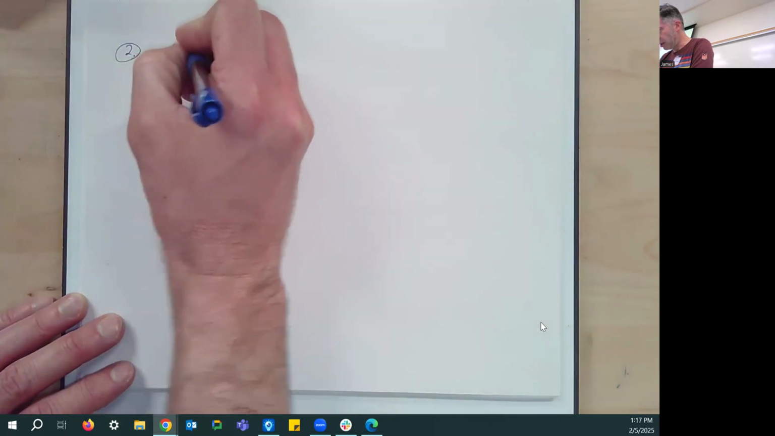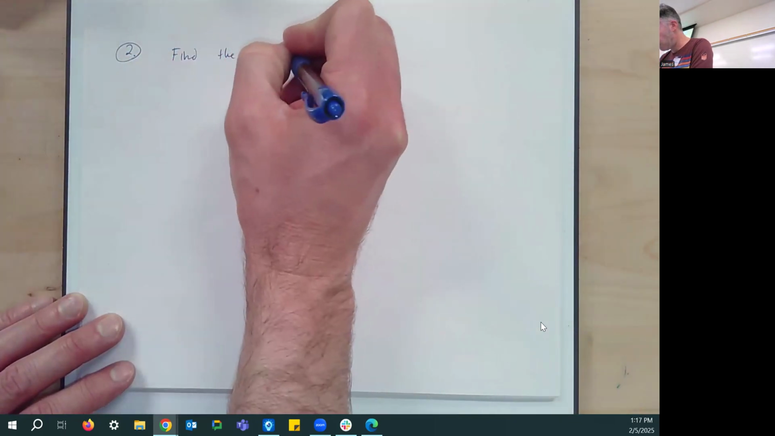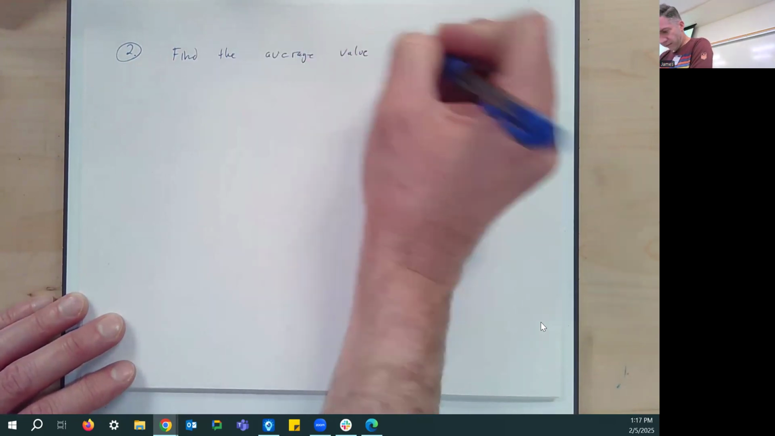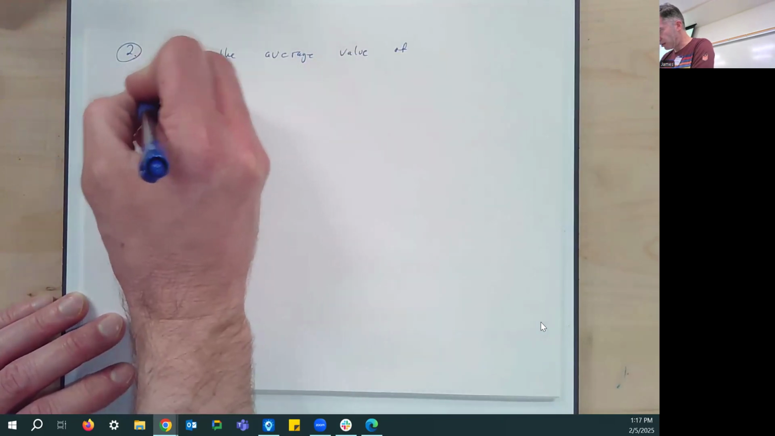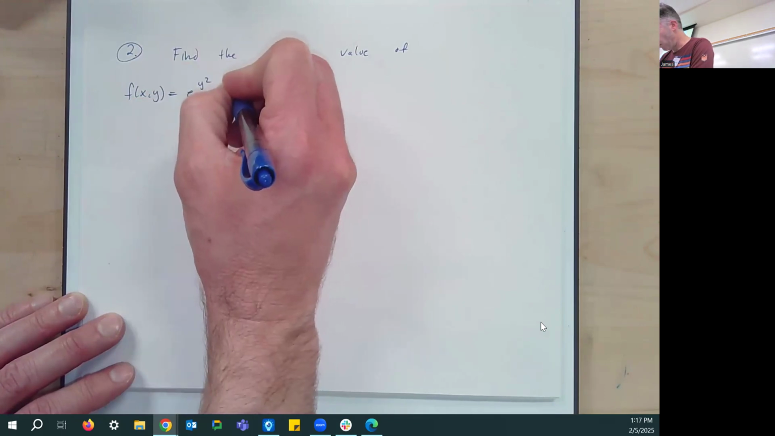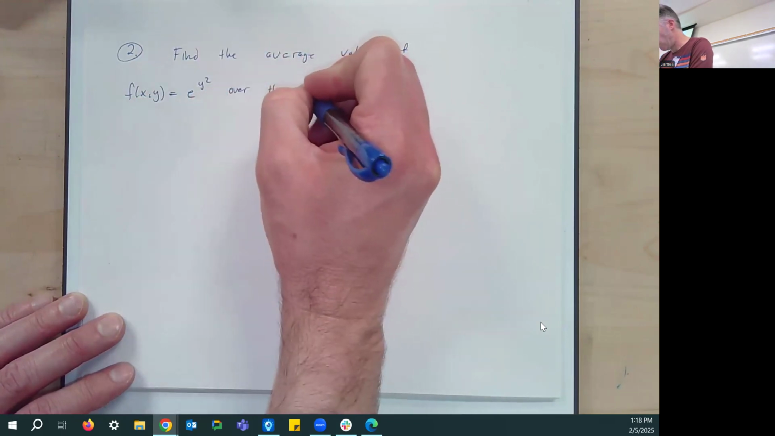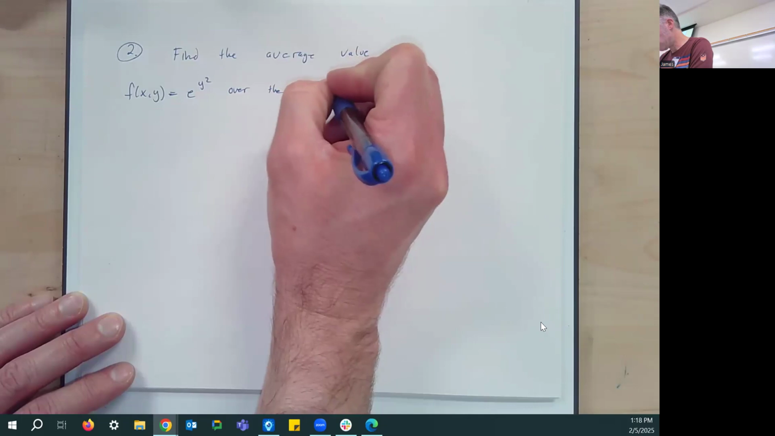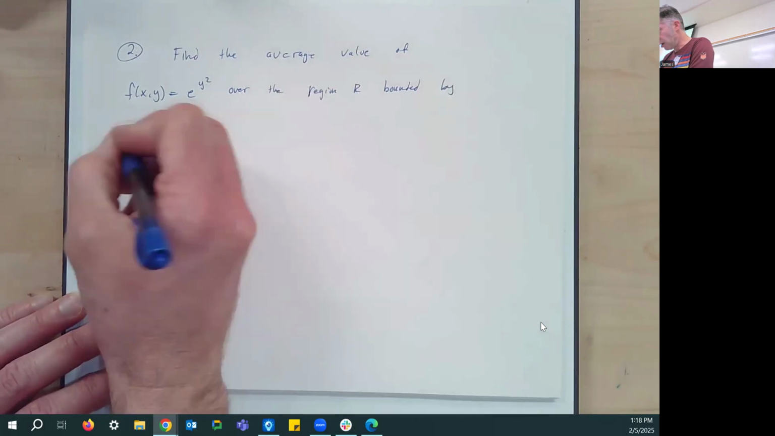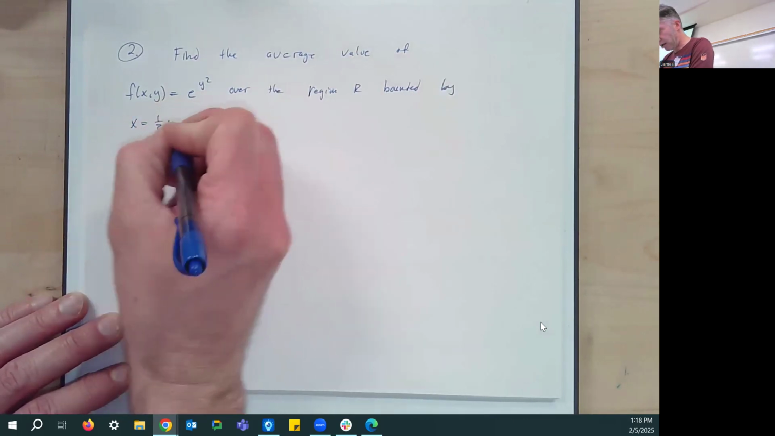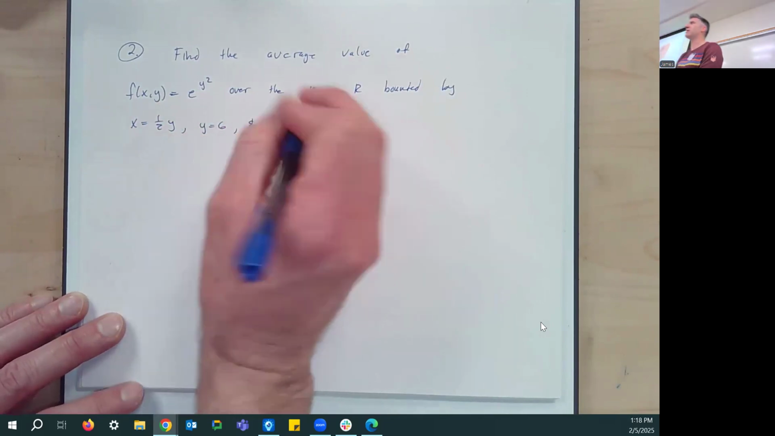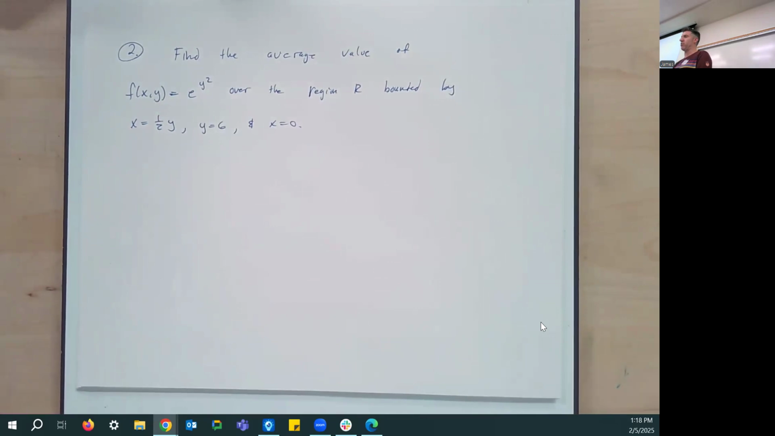So find the average value of the function f of x, y equal to e to the y squared over the region R, which is bounded by the curves x equal to 1/2 y, y equal to 6, and x equal to 0. Yes, it's not a rectangle because it's just too boring.